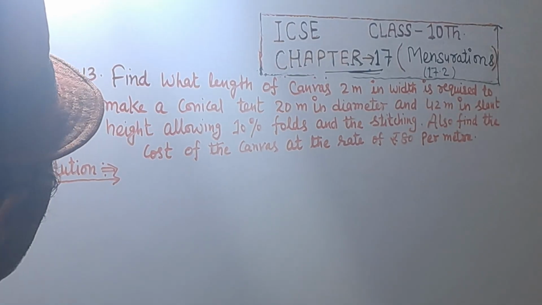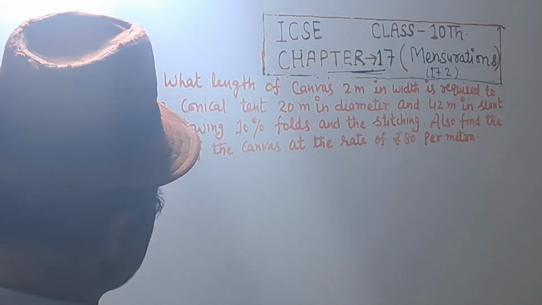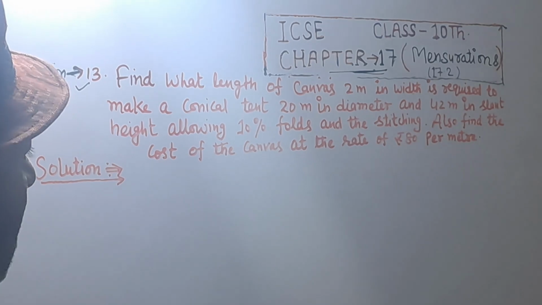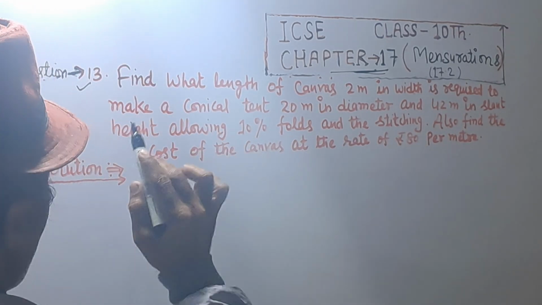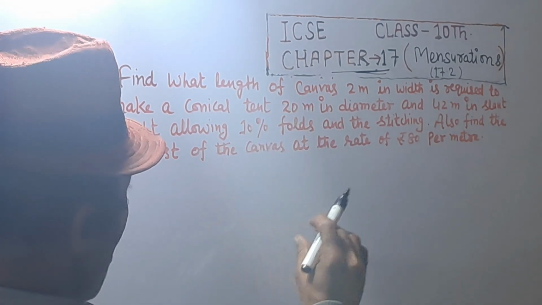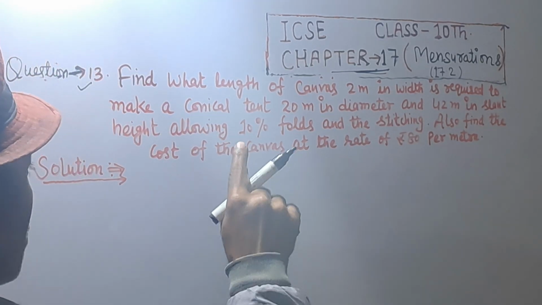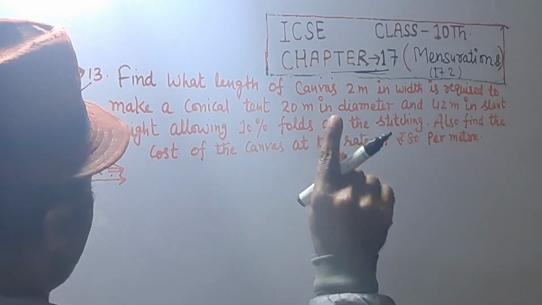Question 13. Find what length of canvas 2 meter in width is required to make a conical tent 20 meter in diameter and 42 meter in slant height, allowing 10% folds and stitching. Also find the cost of canvas at the rate of rupees 80 per meter.